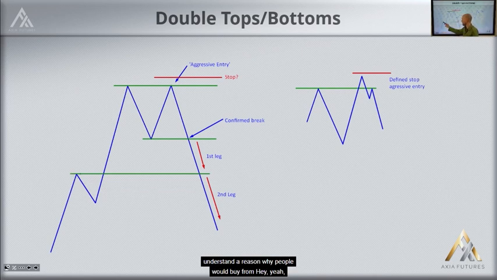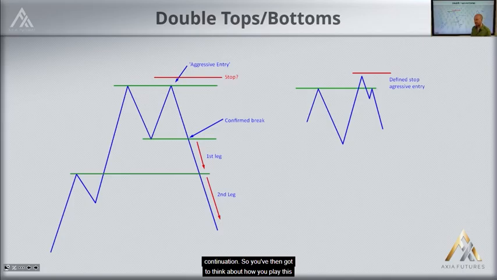Could you understand a reason why people would buy from here? Yeah, absolutely. So now you've got yourself a target that is realistic, because at this point other buyers may come in. This is now a decision point rather than a point to say that is absolutely the target, because you will have situations where it hits there and then continues onwards. But the first leg, you're looking to that first reference point.